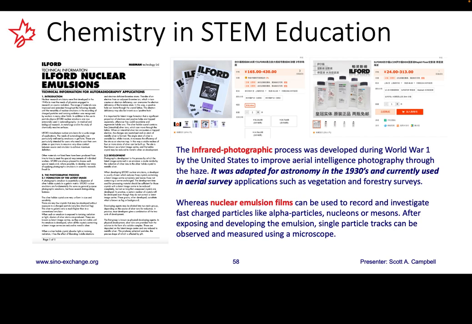Now, if you're interested in some of these scientific applications of these specialty products, infrared film is great for astronomy and aerial surveys of vegetation studies, but it can also be used for military reconnaissance as well. And nuclear emulsion films are great for investigating charged particles and can also be used for finding structural faults due to material fatigue during safety audits.